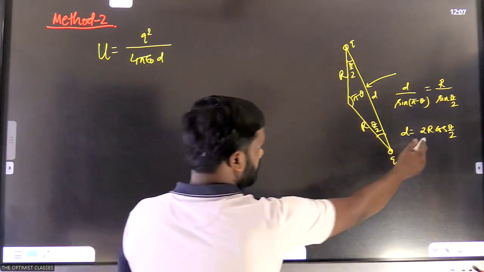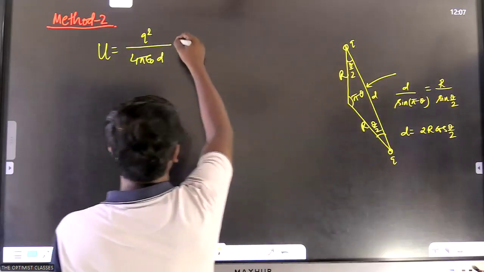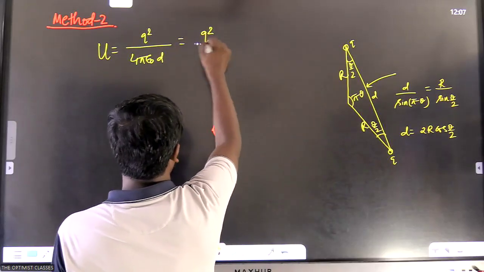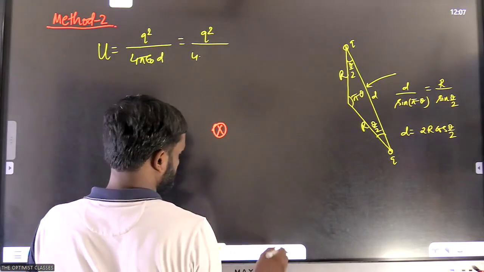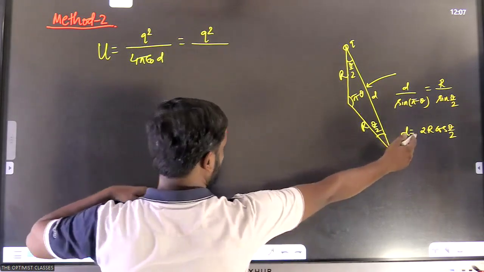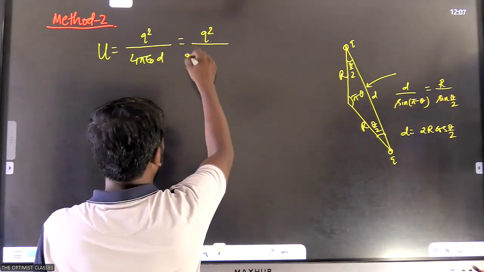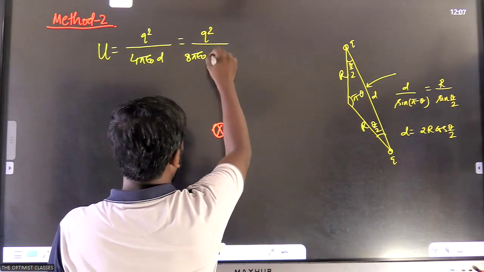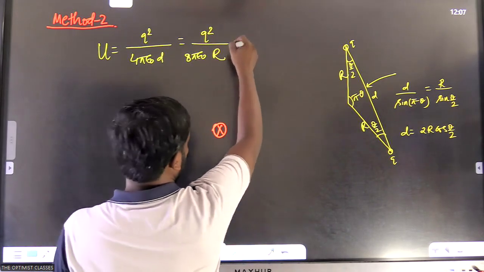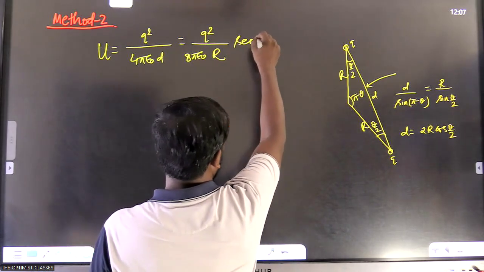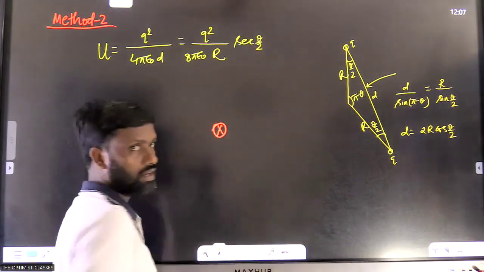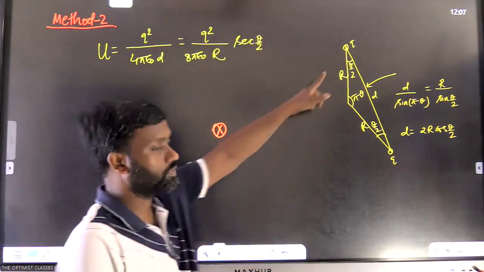Now let's put the value of D here, this separation. So this is Q square upon 4, and when you put the value of D, there is a factor of 2 here. So 8 pi epsilon naught R, and here there will be cos theta by 2, which I'm taking to the numerator. So you will get sec theta by 2. That is the interaction potential energy of these two charges.